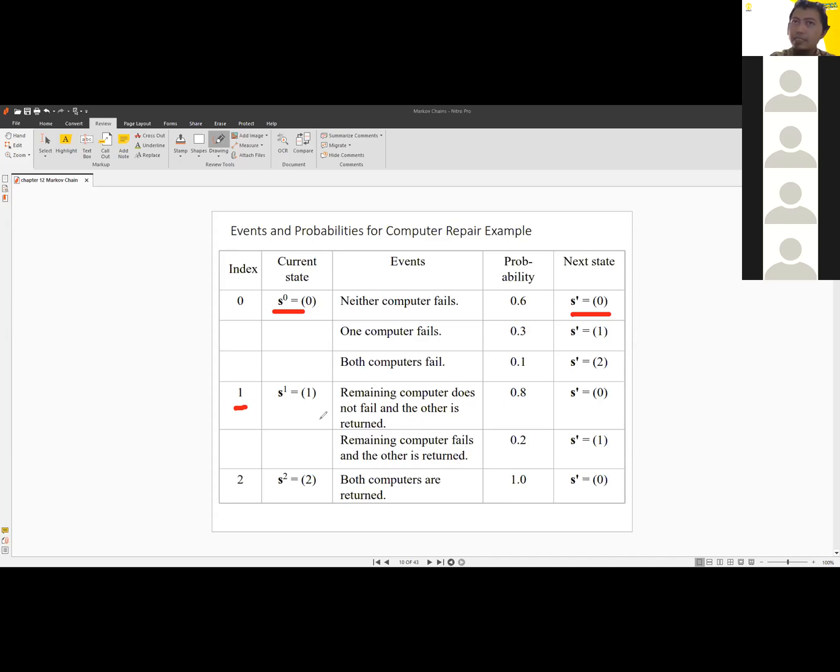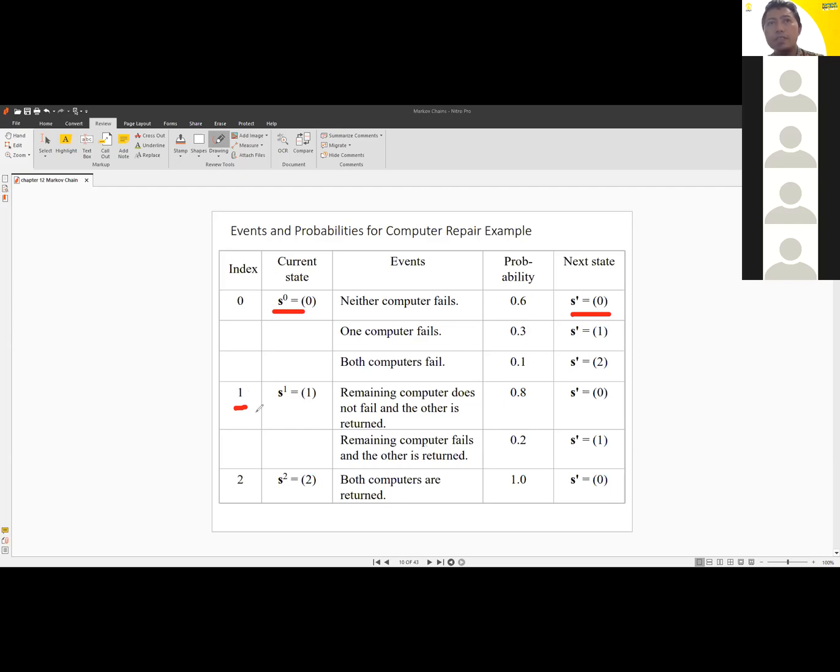Means that there is still a computer in the office. And then if in the evening both computers fail, with the probability 0.1 or 10%, the next day will be at state index 2. Index 2, the current state, means that both computers are returned, or returned means that there is no computer in the office. Something like that.